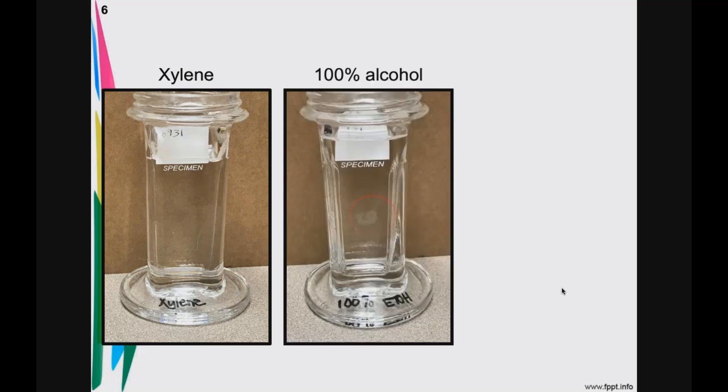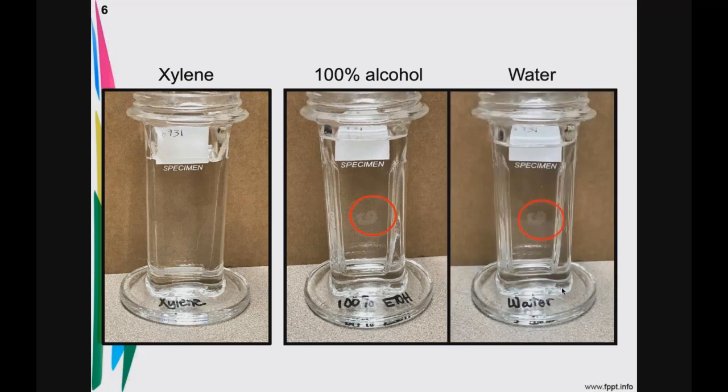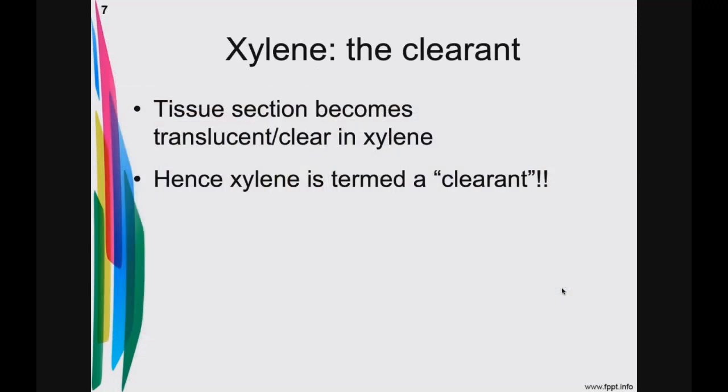I take that slide and move it into 100% alcohol. Bingo, there is your tissue section, because alcohol and fixed proteins don't have the same refractive index. Go forward into water. Bingo, you can see it again. Since xylene has the same refractive index as fixed proteins, the tissue becomes invisible, translucent, clear. We can see right through it. And that's where that term comes from. Xylene is termed a clearant in terms of how we use it in histology, and that's where the term clearant has come from.